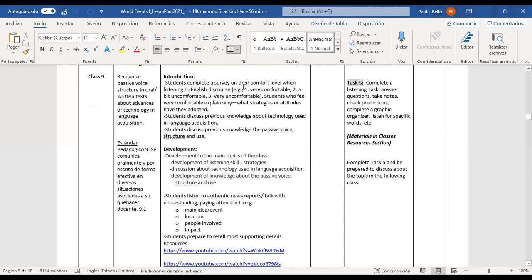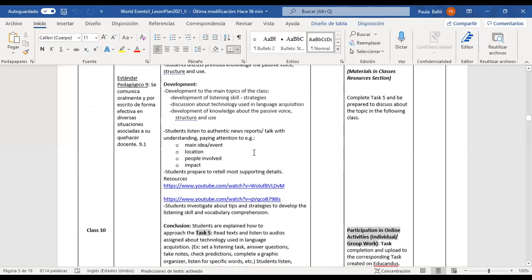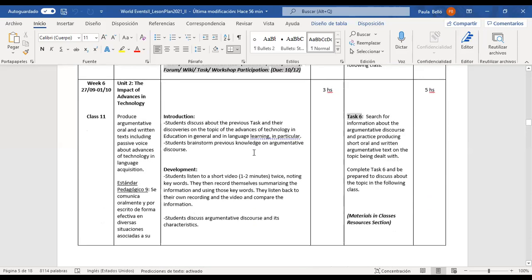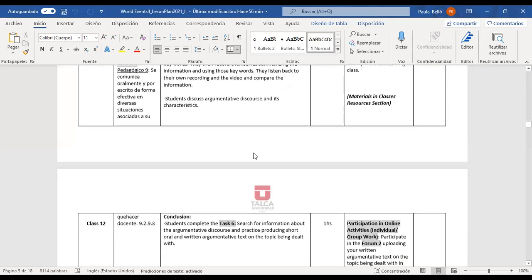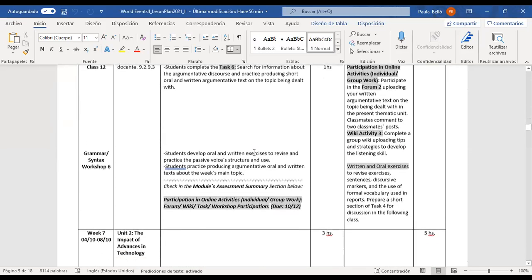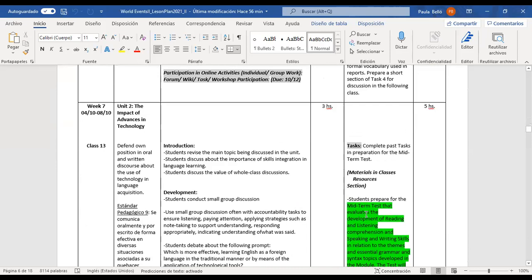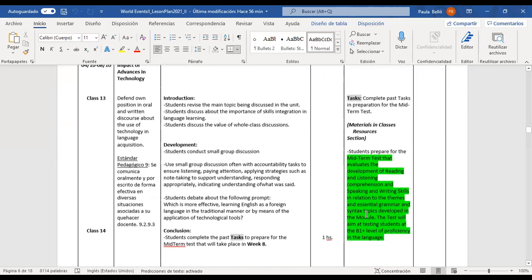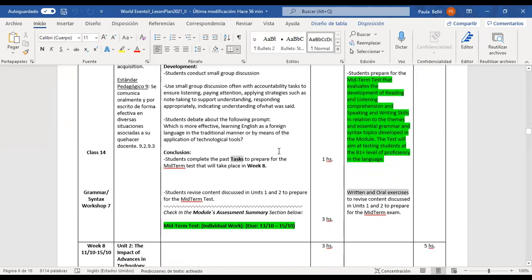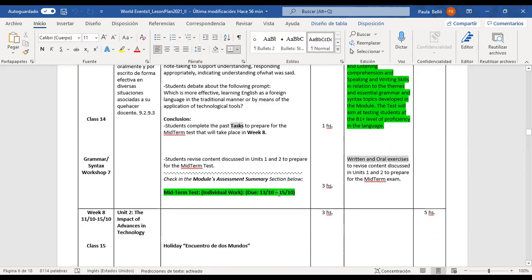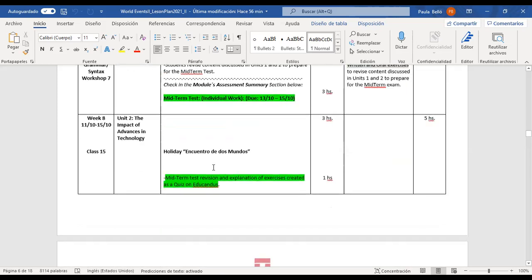Students complete a survey on their comfort level with listening to English. So all of these tasks refer to listening and reporting. Yes, always listening and speaking. We are always practicing and preparing ourselves for the midterm test, which evaluates all of the skills. We know that we have been focusing on speaking and listening, but of course it will be all of the skills. It's not only one day to finish, and it will take some time.